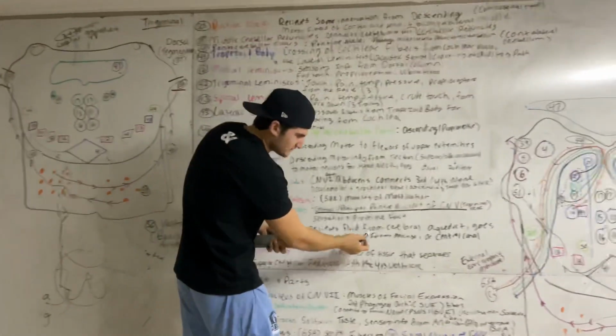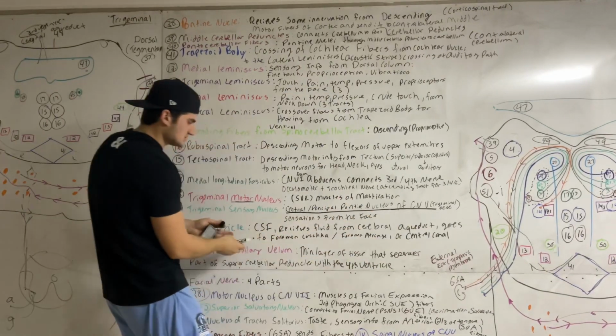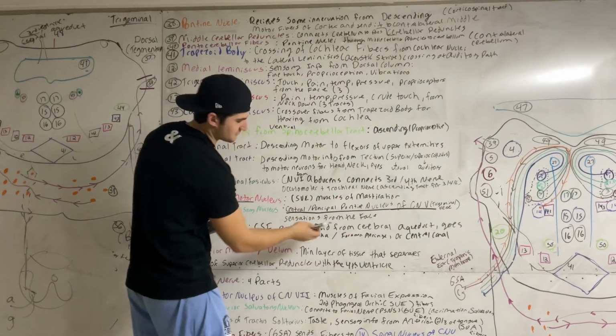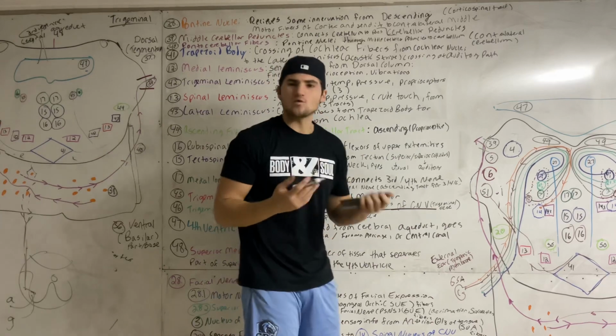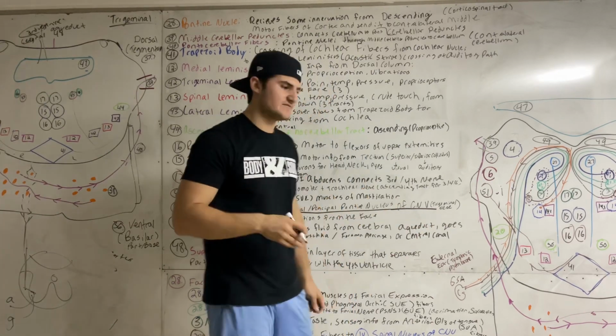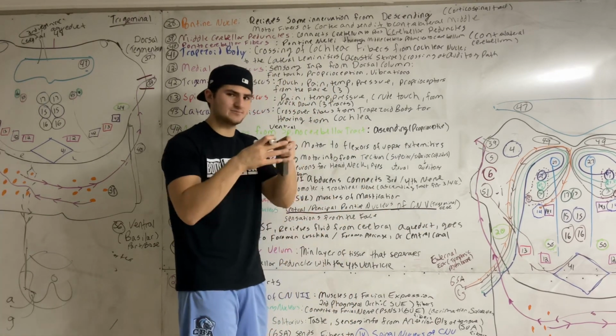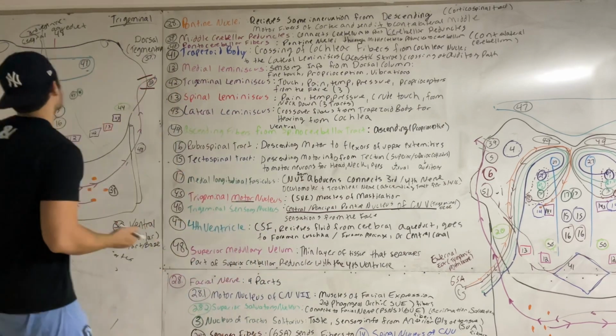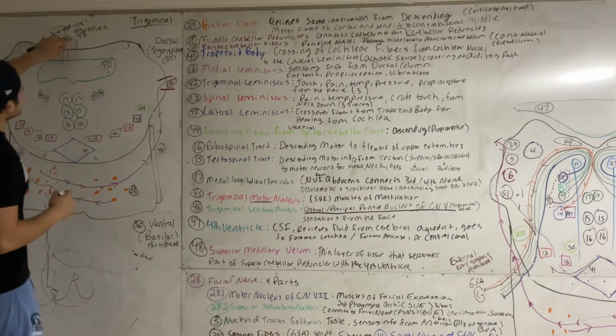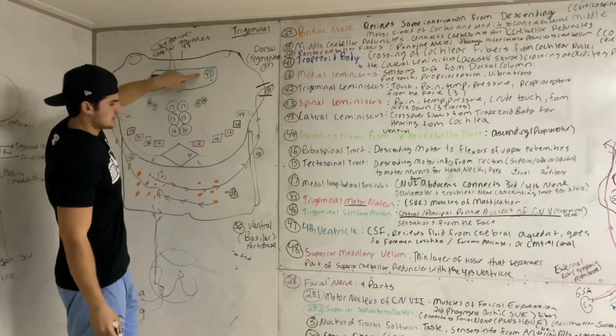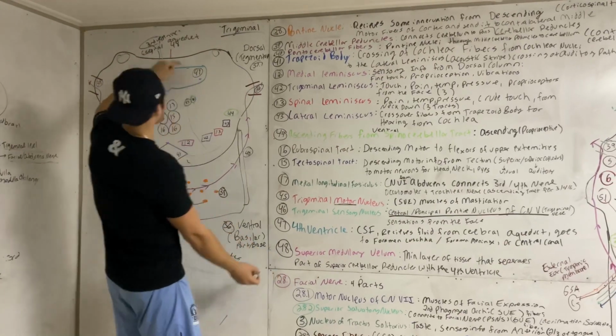So it receives the fluid from the cerebral aqueduct and it goes to the what? The foramen of Luschka, or the foramen of Magendie, or the central canal. We spoke about that in that video. That's lateral, medial, or right down Broadway in the middle. Now you're like, why do I have that as 47 and then why do I have 48 right above it?